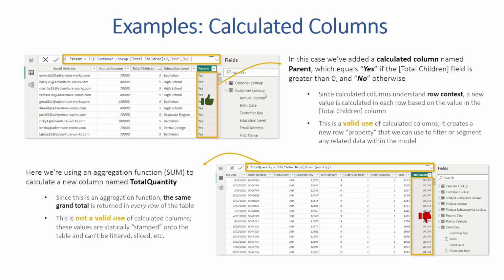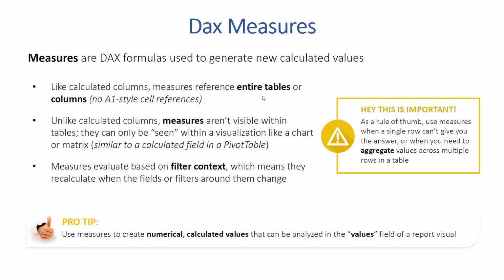Let's try to understand more about the measures. So this is the DAX measure. A DAX measure is a formula used to generate a new calculated value. Like a calculated column, a measure references the entire table to calculate and make another column. But unlike a calculated column, measures are not visible within the tables. They are only seen within visualizations like a chart or matrix, right?